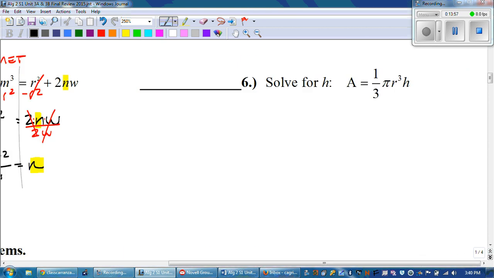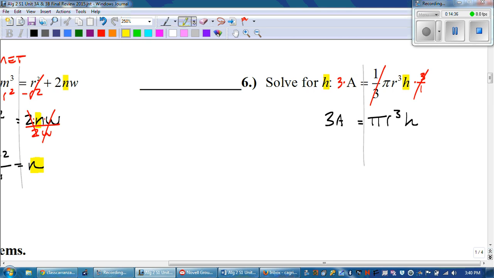Okay, now number 6 is the same thing. We're solving for h. Now, the first thing that I want to do is get rid of that fraction, because if I'm dividing everything, I can't divide fractions. Instead of dividing fractions, we multiply by the reciprocal. And 3 over 1 is the same thing as 3. Okay? So on the left side, we're left with 3a equals pi r cubed h.